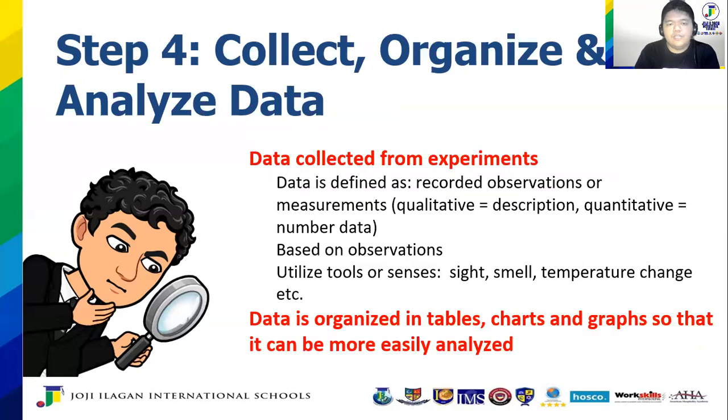When you collect and analyze data, you gather the data collected from your experiments. If it is qualitative, you need a description of the phenomenon, all the data you gathered, a descriptive form of data. When it is quantitative data, it's numerical and measurable. All data is based on observations. Utilize tools to gather your data. You can organize your data in charts, which is part of how you display your data so it can be more easily analyzed.